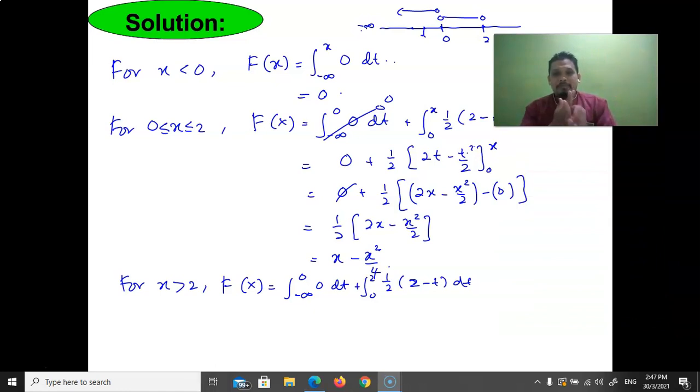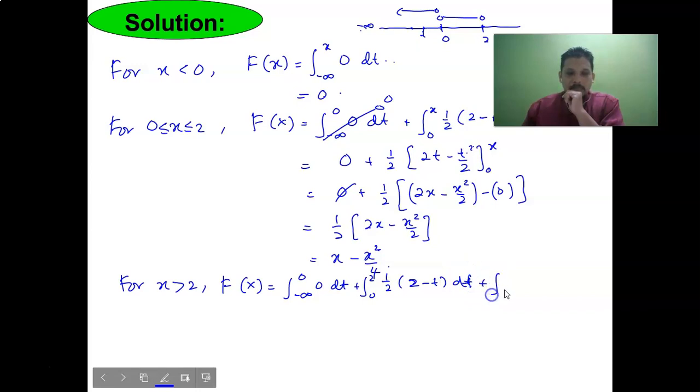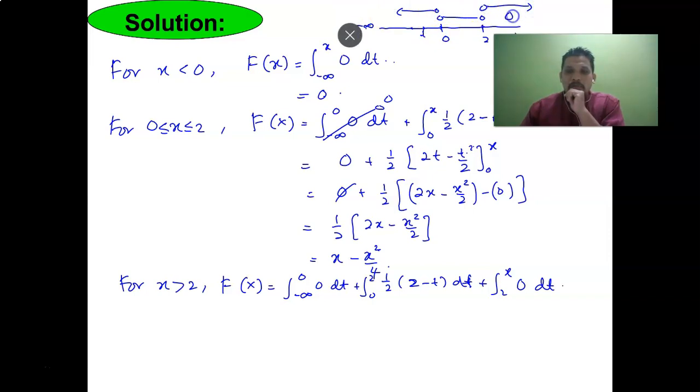sorry, from 0 until 2, 1 over 2, 2 minus t dt, and plus from 2 to any value of x greater than 2 here. So put an x here, 0 dt. In this domain, less than 0 and greater than 2, the function is 0 and also 0. There's only domain between 0 and 2, there's a function of half 2 minus x.